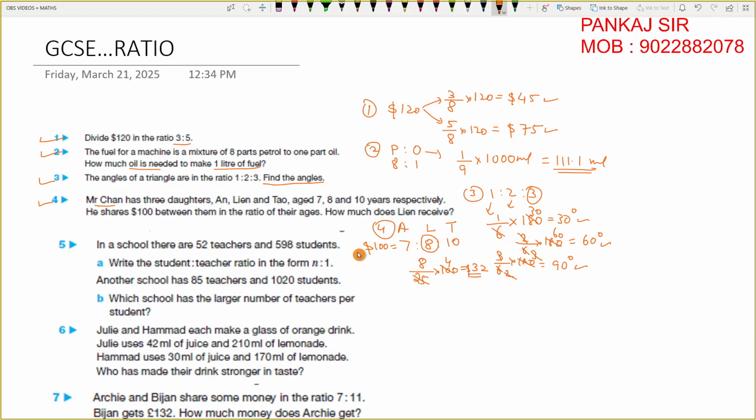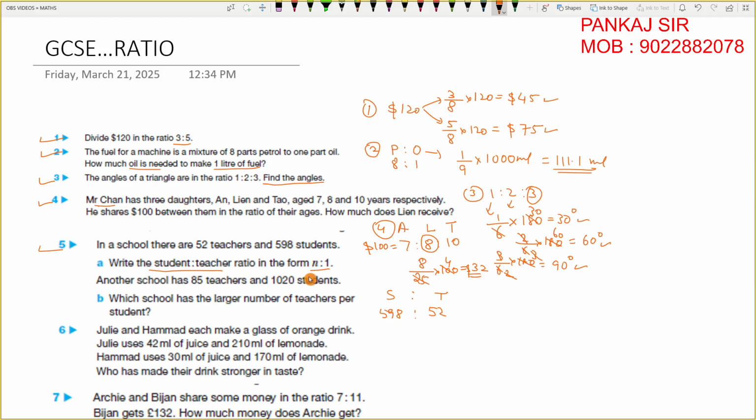Question number 5 says that in a school there are 52 teachers and 598 students. Write the student to teacher ratio in the form n is to 1. So let us denote S for students and T for teachers. S is to T will be the ratio of students to teachers. The student to teacher ratio should be students 598 is to teachers 52.